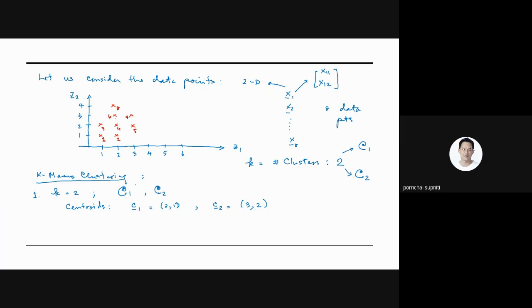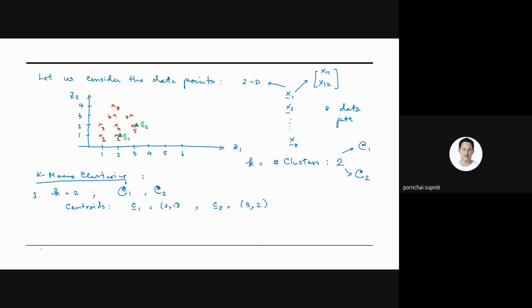So you notice that, just for simplicity, I set the first centroid at 2, 1, which is around here. This is the first centroid. And the second centroid, I set it here. Okay. So these are, well, I mean, you can change numbers to be random, so that you can try it out.